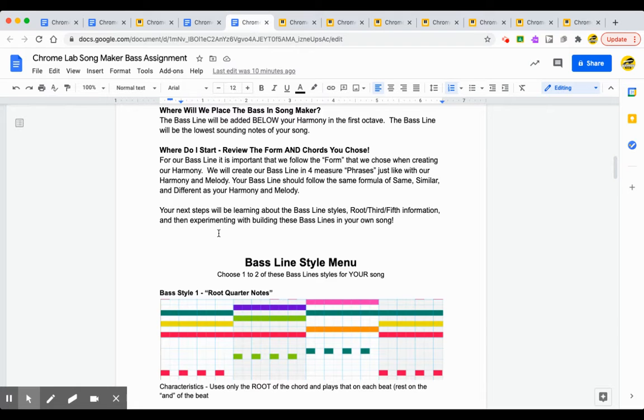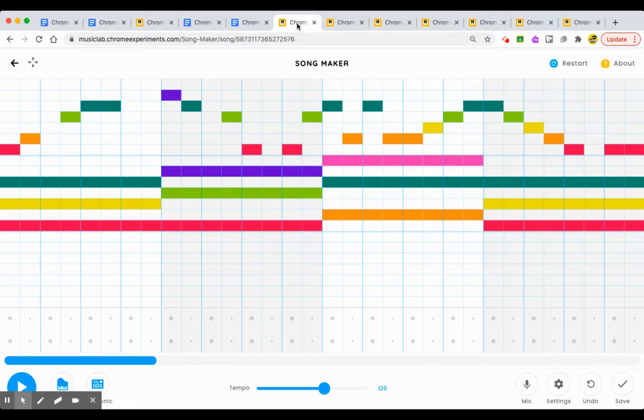Now, following that, we're going to learn about some different bass styles, the root, third, and fifth information that I mentioned a little bit earlier. And then you're going to start experimenting and building bass lines and listening to how they sound with your song. So let's start with my starting point here, which is my harmony and melody. And I'll go ahead and hit play on this so you can hear it before I make any changes.